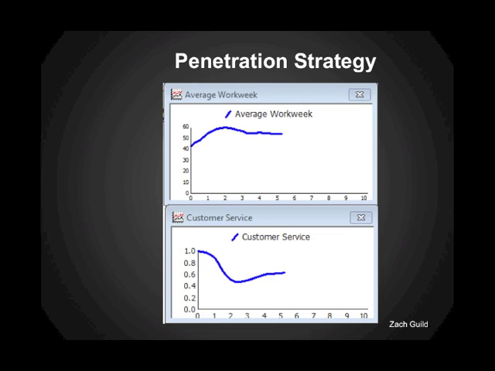For our customer service, we started at a low service scope compared to our competitors. Our customer service scope satisfaction decreased until we started raising our service scope when we saw a rise in our customer service.